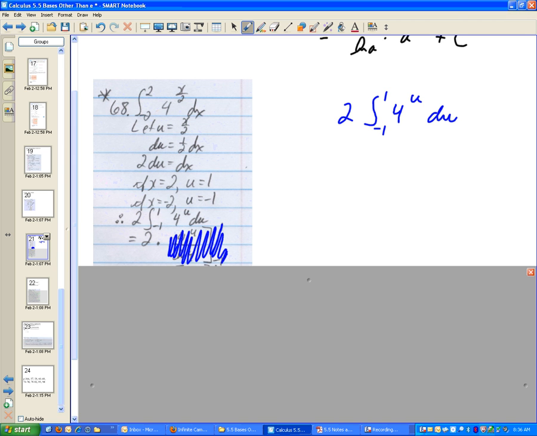All right, so we got the 2 out in front. And what's the integral of 4 to the u du turn out to be? It's 1 over the natural log of a, so that puts the natural log of 4 in the denominator, times a to the u, so that puts 4 to the u in the numerator, and instead of plus c, evaluated from negative 1 to 1.